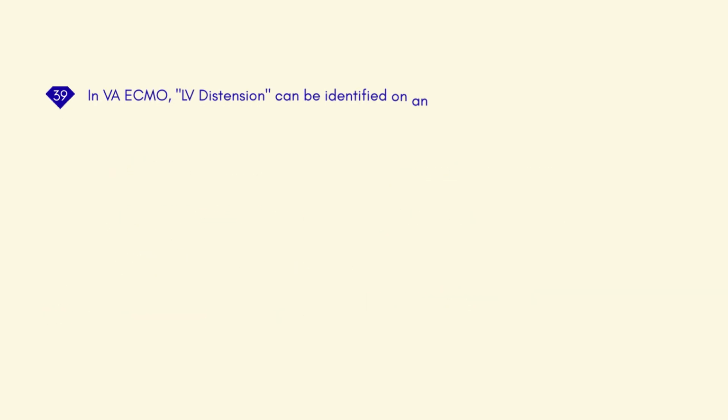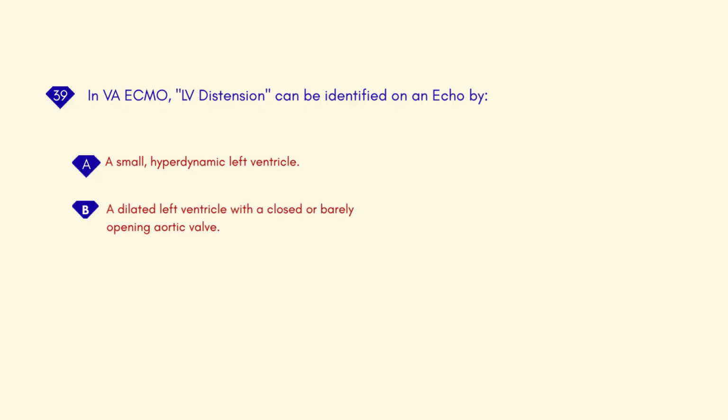In VA ECMO, LV distension can be identified on an echo by A. A small, hyperdynamic left ventricle. B. A dilated left ventricle with a closed or barely opening aortic valve. C. High flow through the mitral valve. D. Rapid heart rate. Answer: B.